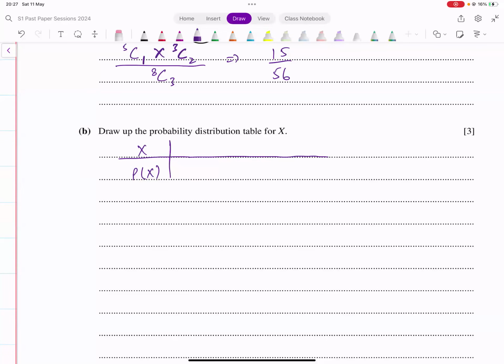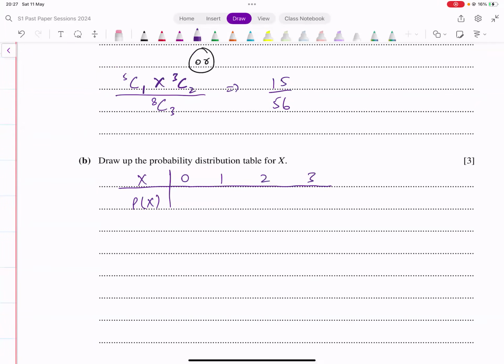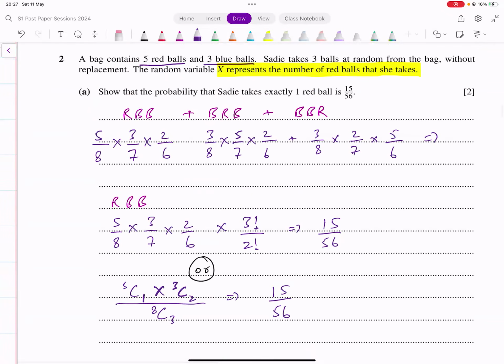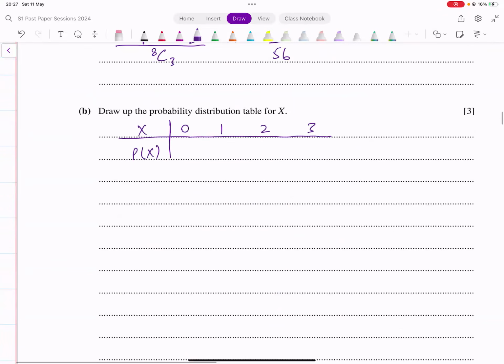What could be the number of red balls? You're taking a ball 3 times. X could either be 0, right? You might have no red ball. You could have x equal to 1, or x equal to 2, or x equal to 3. These are 4 possible cases that you have. Now, when x equals 1, what's the probability for that? We already know that. We have found that, 15/56. This probability we've already figured out.